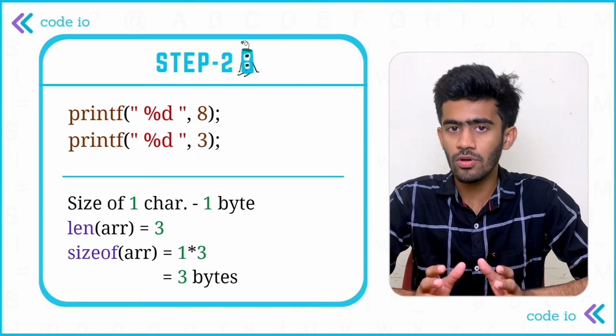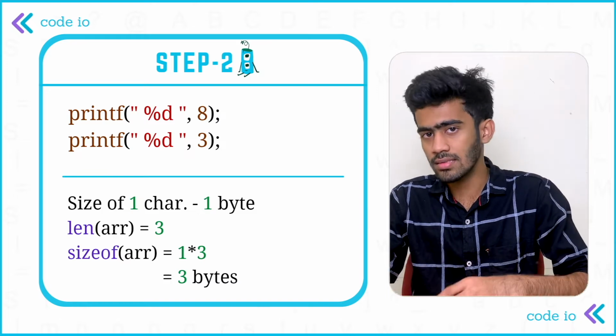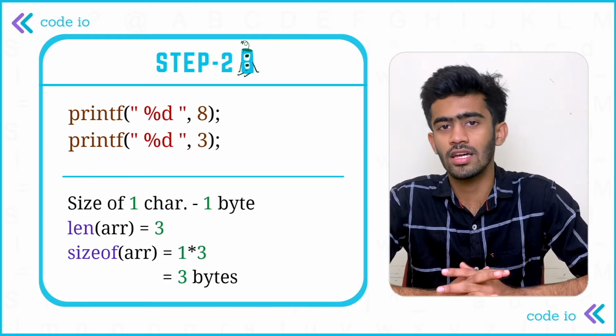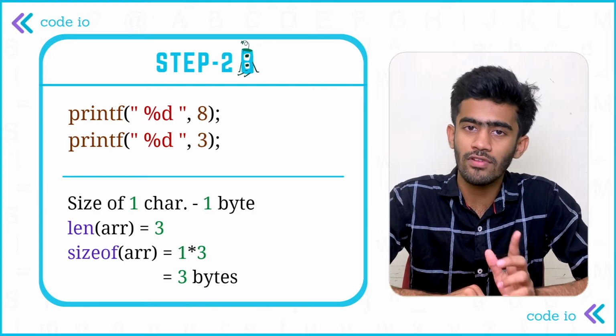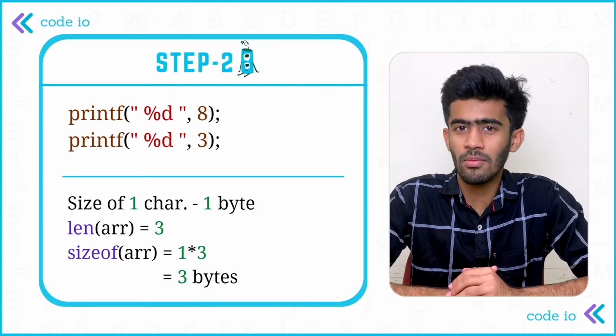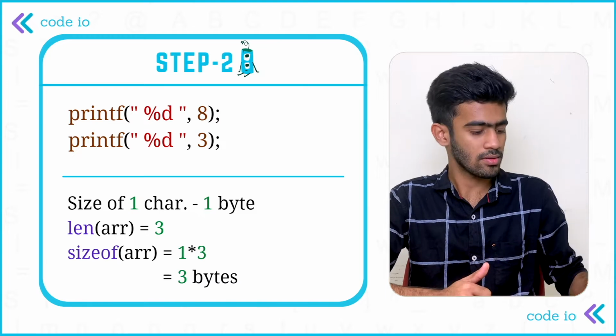So the final output would be 8, then a space, then 3, because that is the format given inside the printf statements. So that is the output for this question. Now let's move on to a compiler and verify this output.